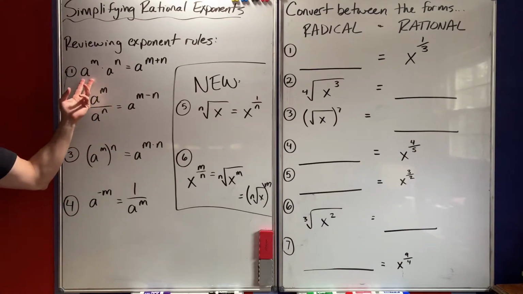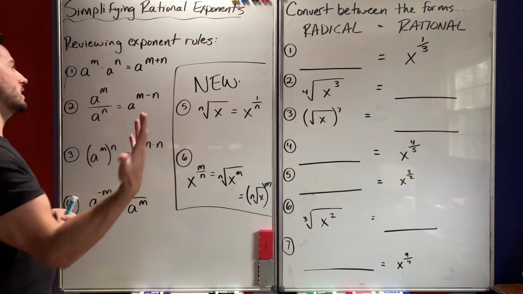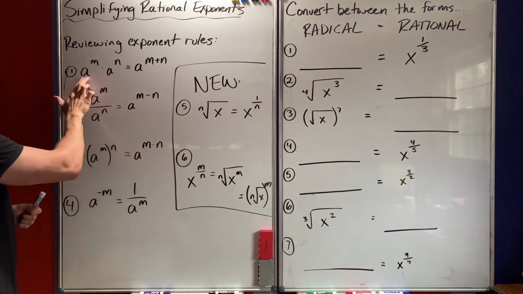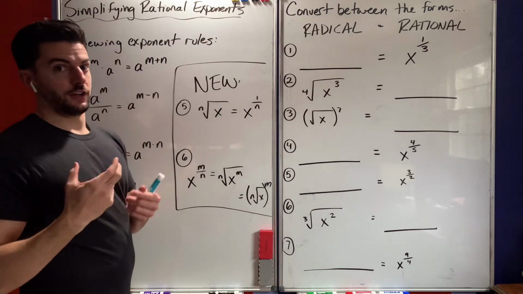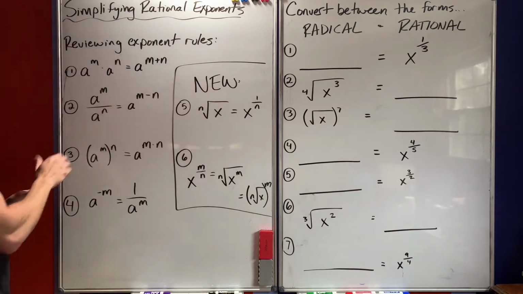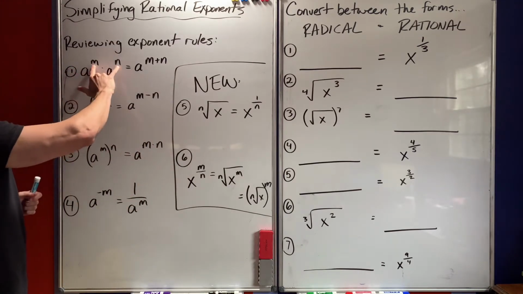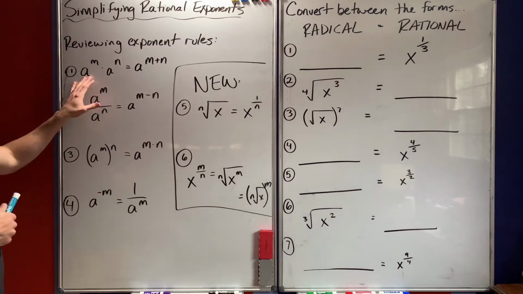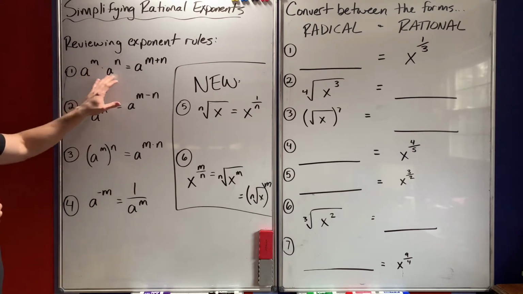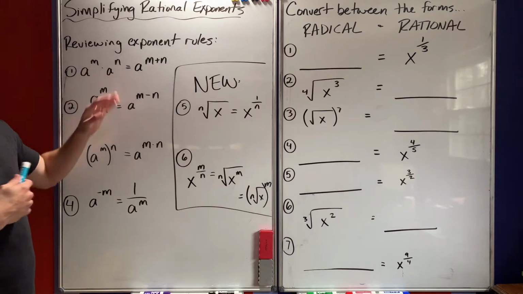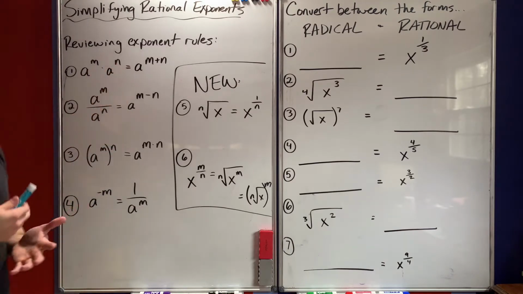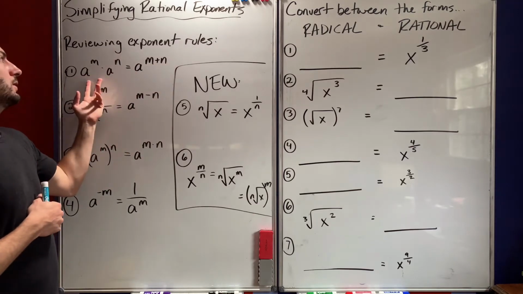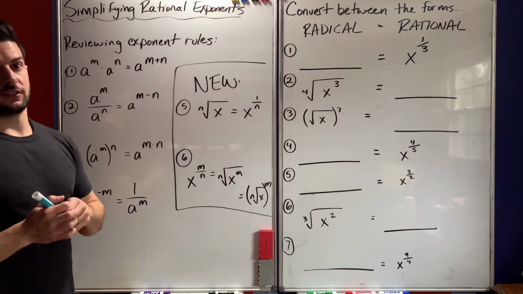So again, this is talking about if you have two things that you're multiplying together that have the same base, okay? The base, again, is this number or variable or whatever you're raising to the power. The power, or the exponent, is the small number or term, and the base is the bigger one. This first rule says that if you're multiplying two things of the same base that have different exponents, you would add their exponents together, okay?